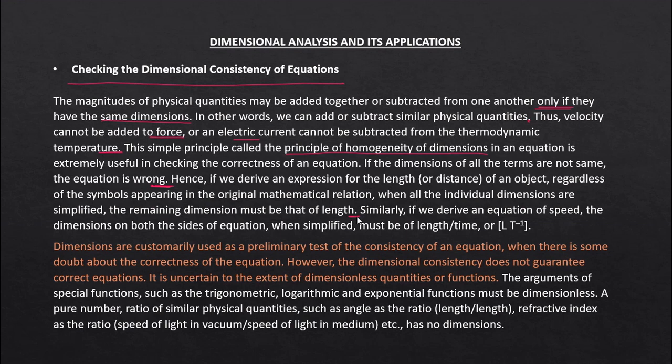This we'll see with one equation as an example in the next slide. Similarly, if we derive an equation of speed, the dimensions on both sides of the equation, when simplified, must be LT^-1, that is the dimension of velocity. So dimensions are customarily used as the preliminary test of the consistency of an equation when there is some doubt about its correctness.